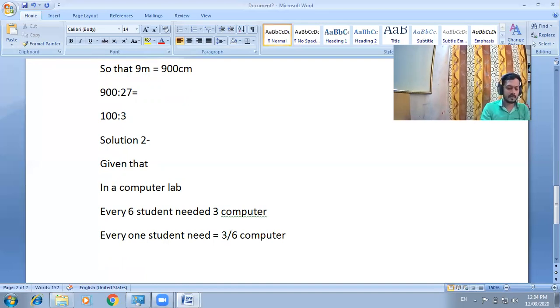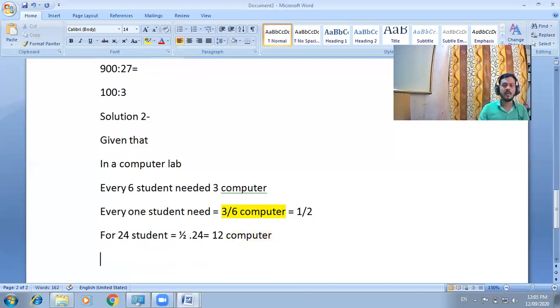So we can multiply for 24 students. For 24 students, okay, what is the value of 3 by 6? 3 by 6 is equal to 1 by 2. So for 24 students, 1 by 2 into 24 equal to 12 computers.